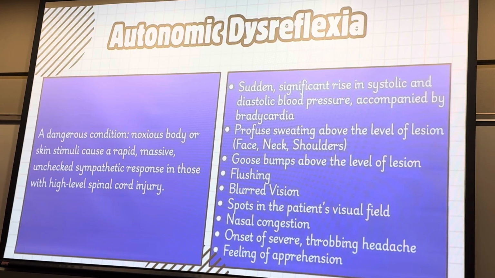So some type of noxious body or skin stimuli. Something like that constipation, something like that urinary retention, skin issues. Maybe we haven't turned my patient in a while. It's causing that pressure point, pressure sore. Maybe their arm is up against the side rail, causing direct pressure on that site, that area. So some type of stimuli causes a rapid, massive, unchecked sympathetic response. Your biggest thing with autonomic dysreflexia is elevated blood pressure, dangerously high blood pressure.